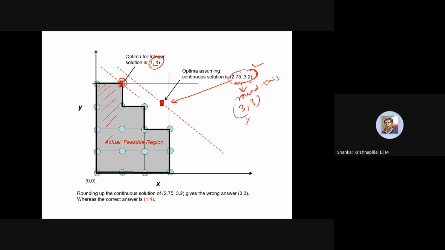So this is the rounded solution. But the actual solution for the integer problem is 1, 4, and the solution you get by rounding up the continuous variable solution is 3, 3. 3, 3 versus 1, 4. There is a big difference. So by simply rounding up the decimal values, you can't get the integer solution.